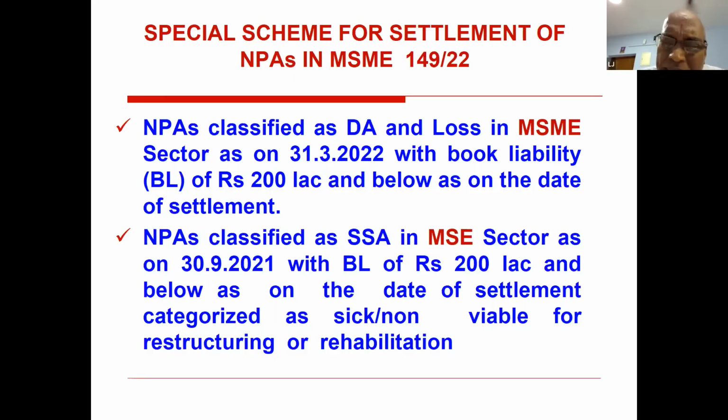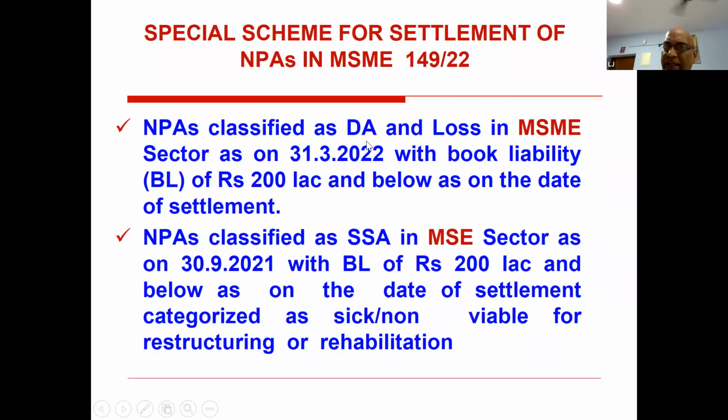For the special OTS scheme, certain conditions are to be fulfilled. If the borrower cannot fit in the special OTS scheme, you can bring him under the normal OTS scheme. So let us start with the MSME special OTS scheme. So you can think of it. The remaining things we'll finish off in the next class. HO circular, if you have time, you can also go through 149 of 2022.